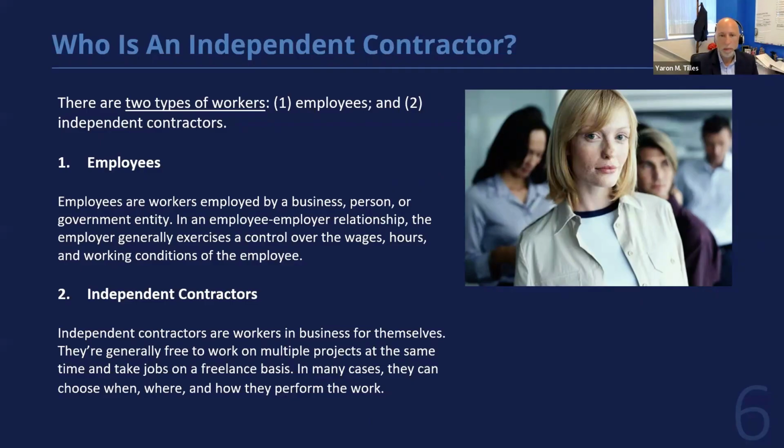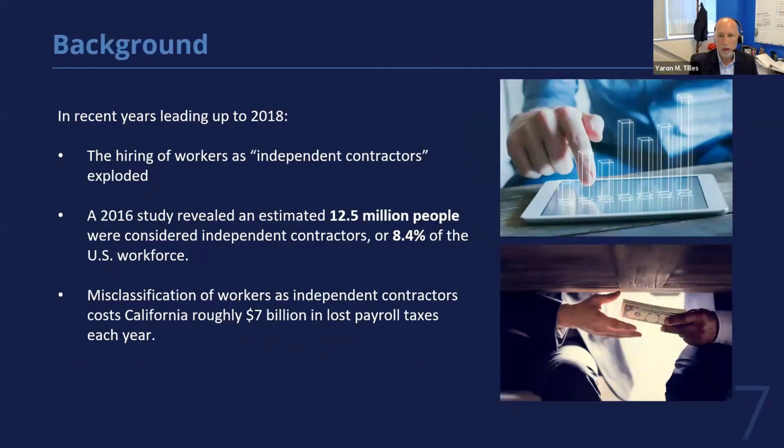The test to determine whether a worker is an employee or independent contractor has evolved over the years. For purposes of our discussion, we'll focus on the test used for most wage and hour purposes under California law, and we'll go back to 2018 for some background and context. So what was happening in 2018? Well, in the years leading up to 2018, the hiring of workers as independent contractors who were not subject to government rules on minimum wage, overtime, and rest breaks had exploded in those recent years.